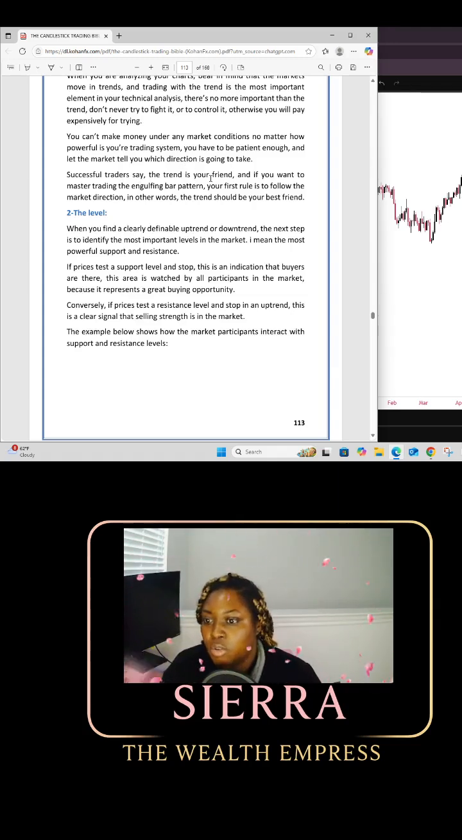Successful traders say the trend is your friend. And if you want to master trading the engulfing bar pattern, your first rule is to follow the market direction. In other words, the trend should be your best friend.